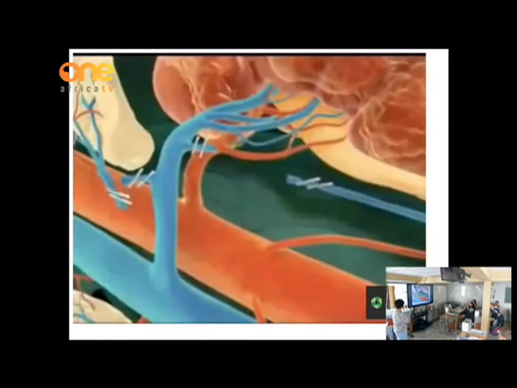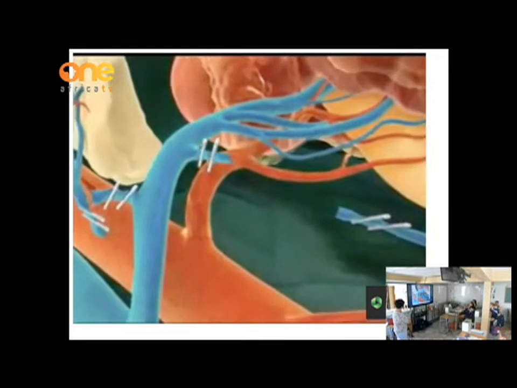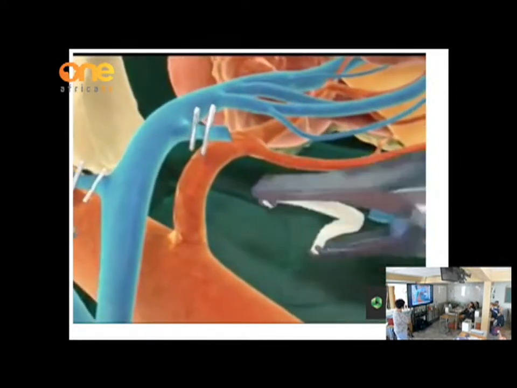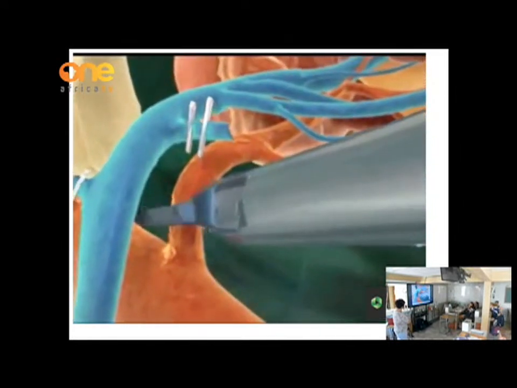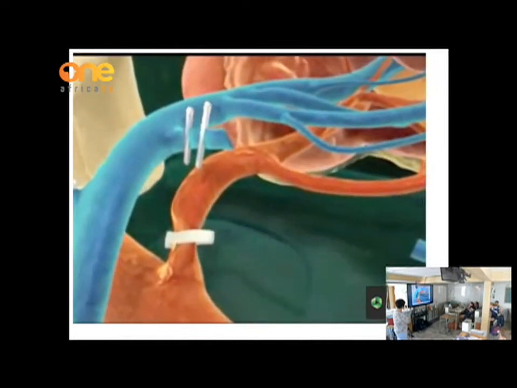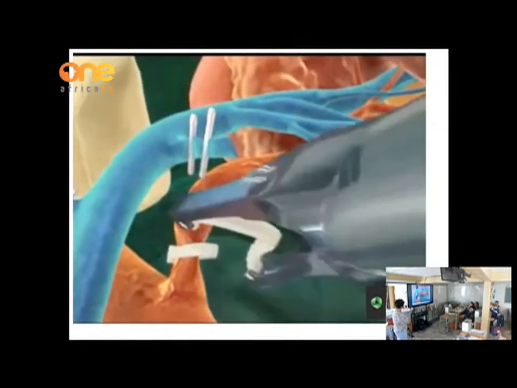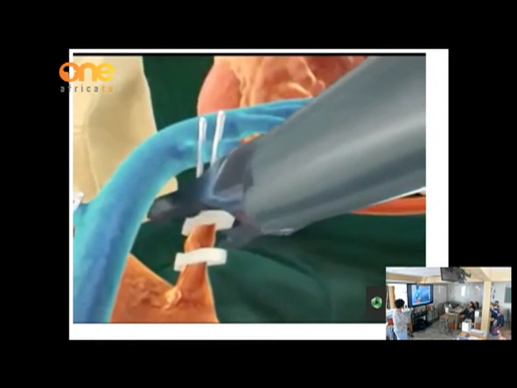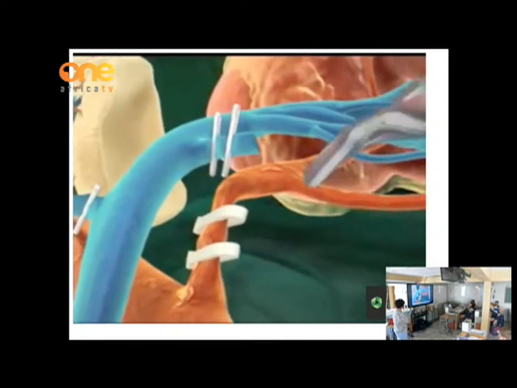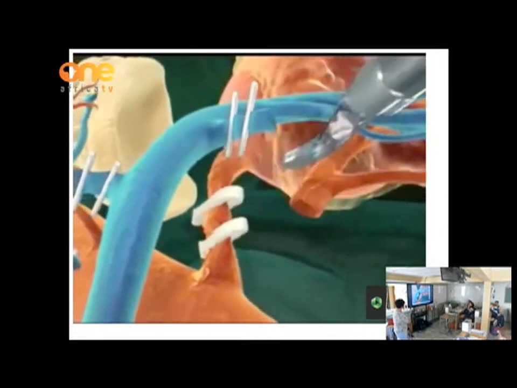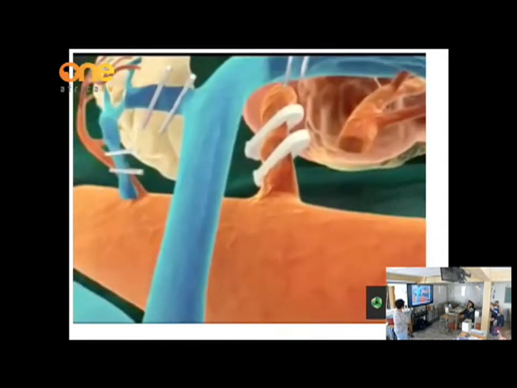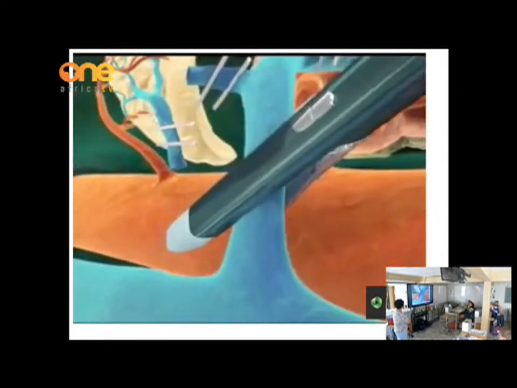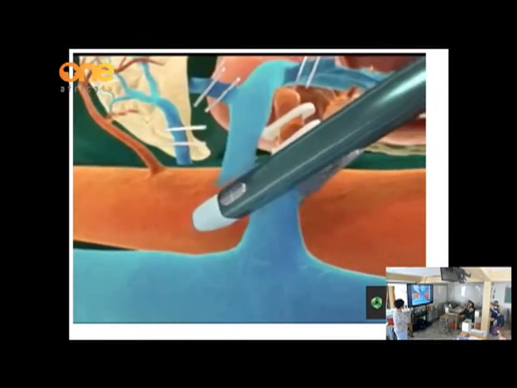The surgeon now turns attention back to the major kidney vessels. The artery is the first to be ligated. It is controlled with either clips as shown or a stapling device. The vein is controlled with a stapling device.